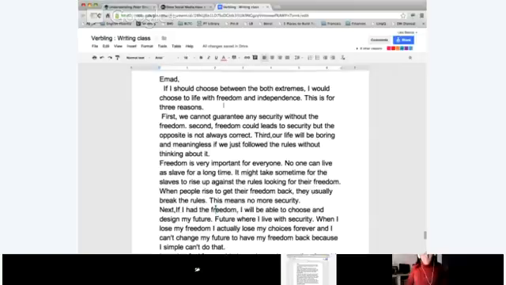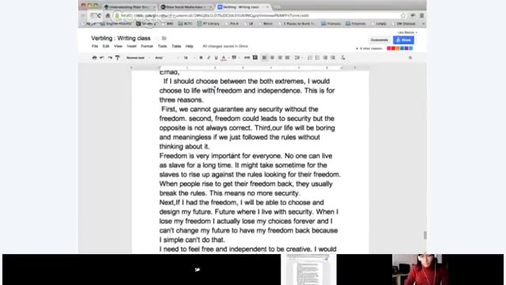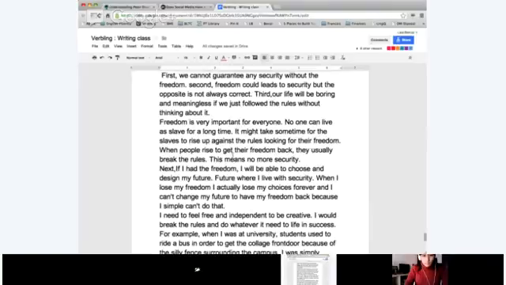If I should choose between the both extremes, I would choose to live with freedom and independence. This is for two reasons. First, we can't guarantee any security without the freedom. Second, freedom could lead to security, but the opposite is not always correct. Third, our life will be boring and meaningless if we just follow the rules without thinking about it. Freedom is very important for everyone.